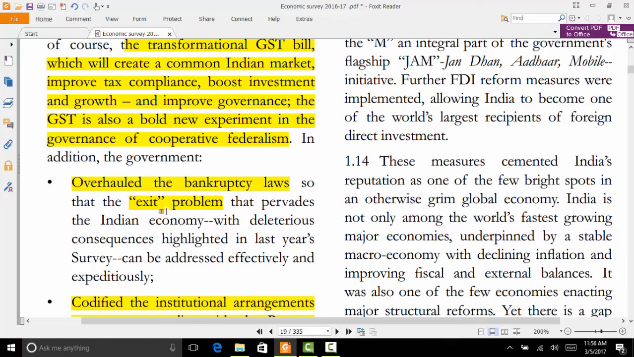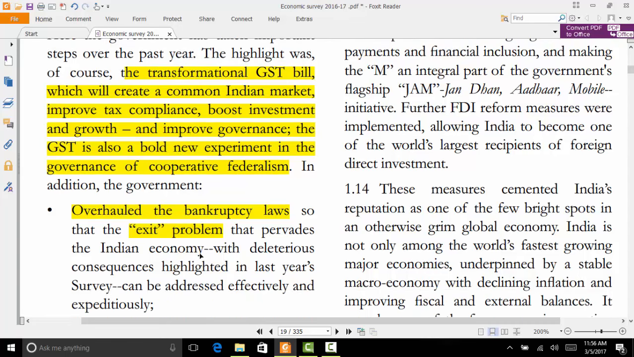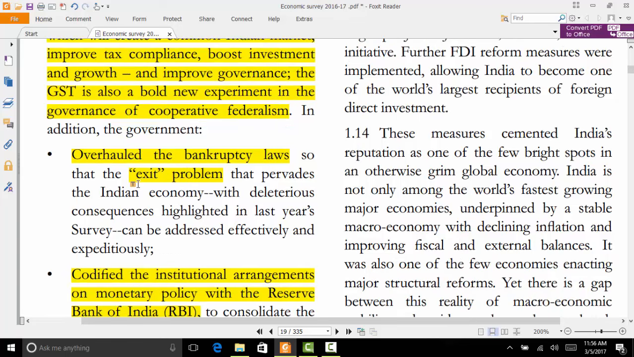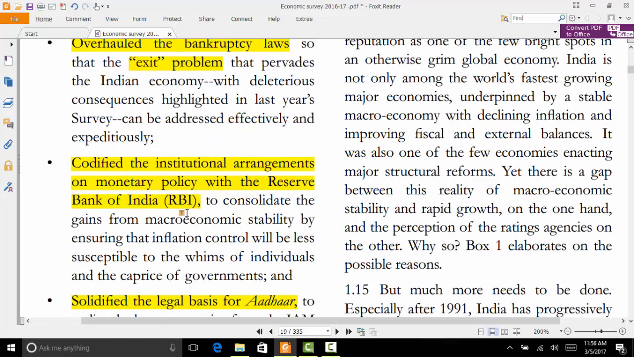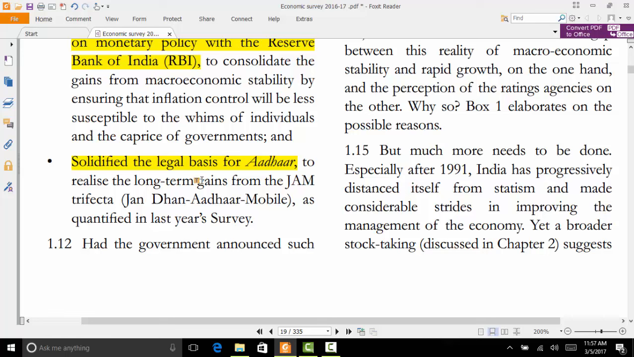Then overhaul the bankruptcy laws. In addition, the government has done what? The GST is something, right? Then bankruptcy laws. Last year the Insolvency and Bankruptcy Act was enacted, to solve the problem of exit, right? Then codified institutional arrangement on monetary policy with regard to RBI. So now we have the Monetary Policy Committee, a more democratic way of doing that. It says it will be less susceptible to the whims of individuals and the caprice of the government. Why? Because now a committee shall decide over it. And there is a legal basis for the Aadhaar Act, though there is controversy linked to Aadhaar, how it was enacted as a money bill.